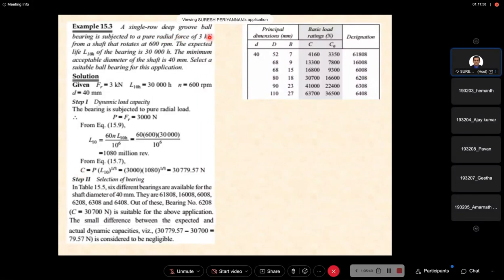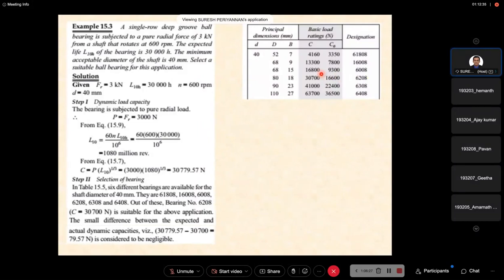Now, how do we select the bearing? The dynamic load carrying capacity we calculated is 30,779 Newton. Now come to the table. This is the inner diameter of the bearing, or shaft diameter, 40 mm. Now, whatever load we defined, see here, where is our C? C is 30,700 Newton here. Now see here, what is our C naught?